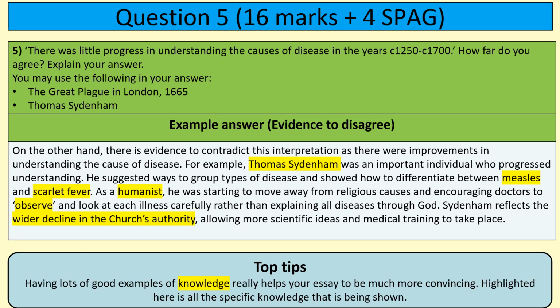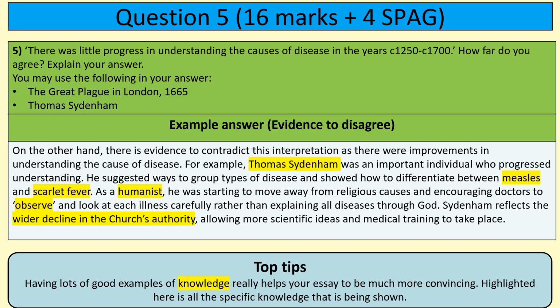Okay, we now need to make sure we do have at least one argument to disagree, so we've got that nice balanced answer. And we're actually going to use the prompt of Thomas Sydenham. Now, we've already gone beyond the bullet points, and it is crucial to go beyond the bullet points because we've used our example of the theory of the 4 humours. We've talked about miasma as well. So we have already done that, so that's fine. But we're going to use Thomas Sydenham as a prompt because he's a really helpful example of some progress during this time period as well.